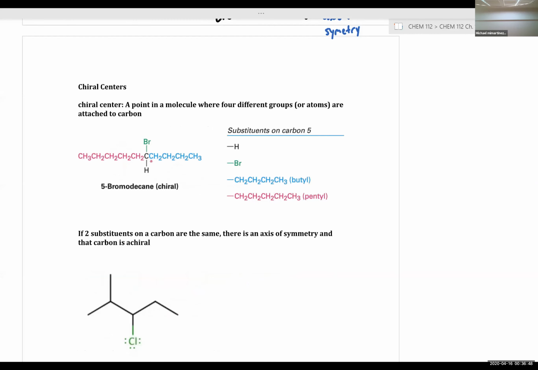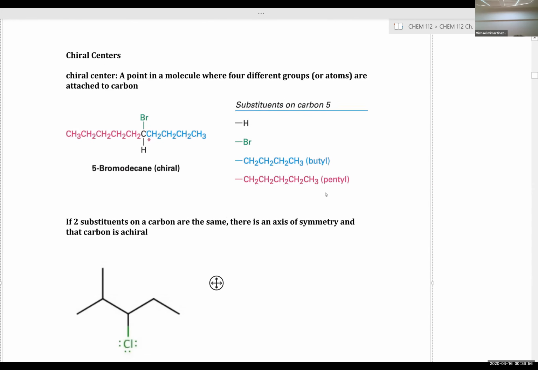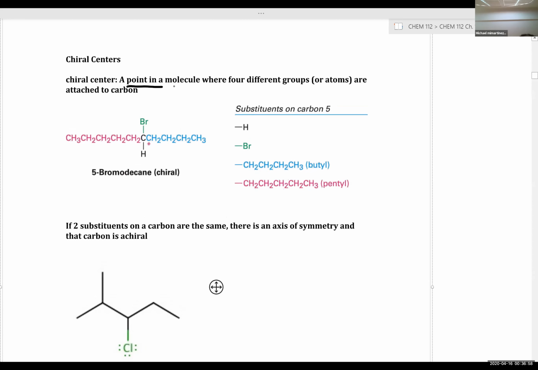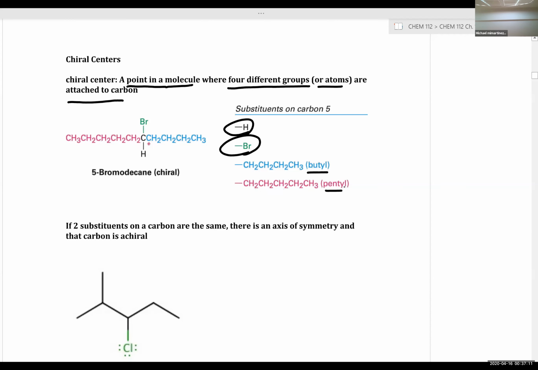Let's start today's lecture. Just as a review, a chiral center, our shorthand for a chiral center, is a point in a molecule where 4 different groups or atoms are attached to a carbon. For example, 5-bromodecane is chiral because we have a hydrogen, a bromine, a butyl group, and a pentyl group. Perfect.